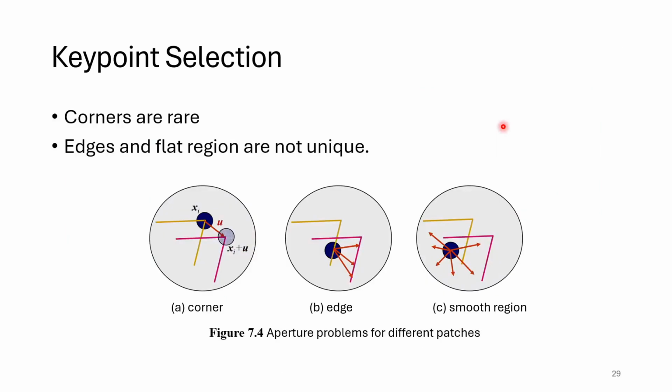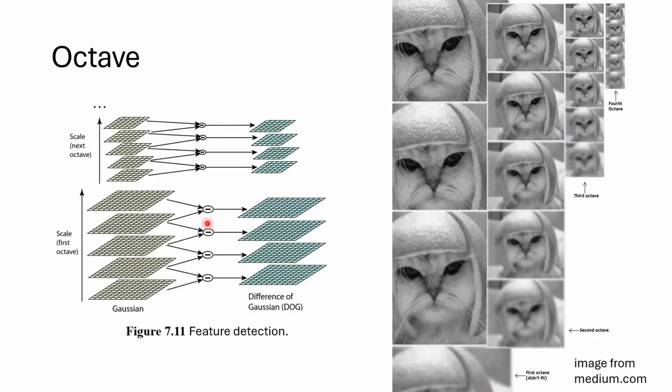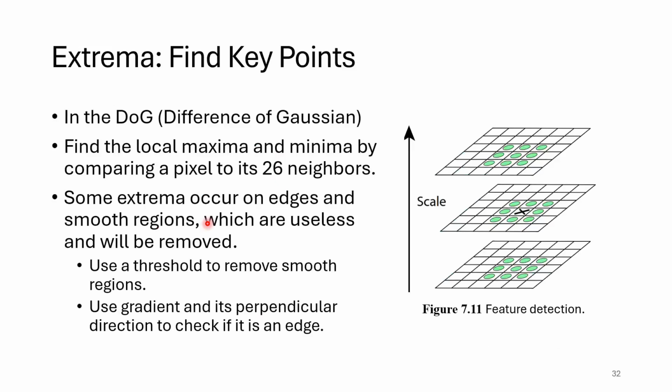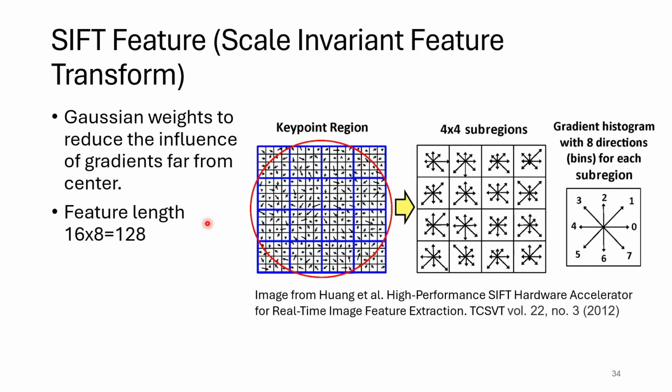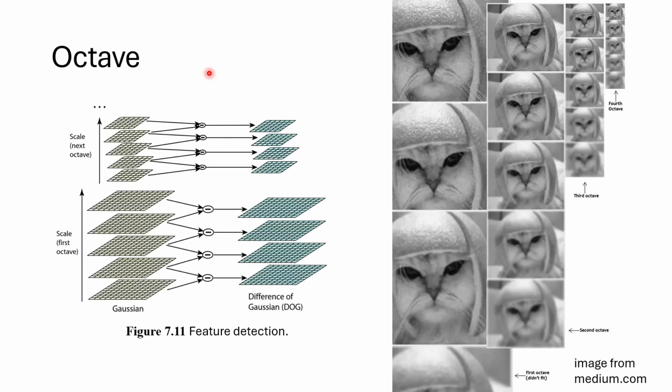Okay, so the next question is how to find the corners in the source image. One of the famous methods is called SIFT, the scale invariant feature transform. The first step of SIFT is to find a corner in the image. How can it achieve scale invariance?